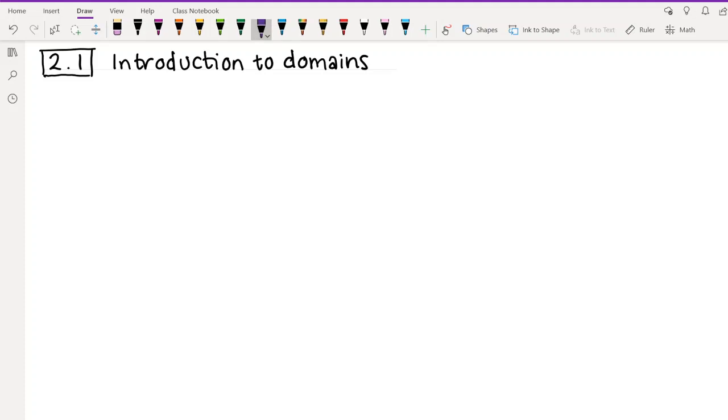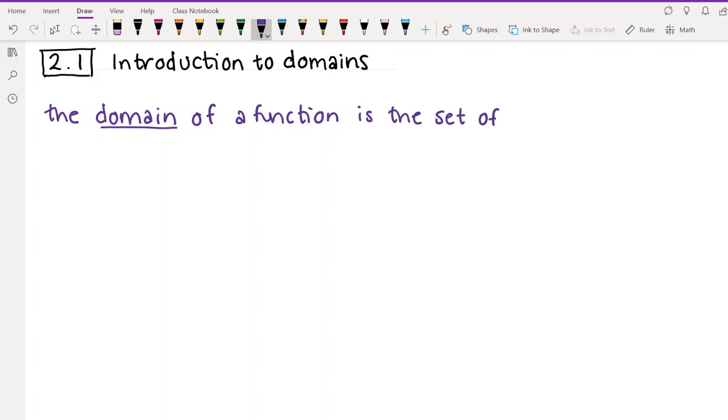Okay, so what is the domain of a function? Well, the domain of a function basically refers to all of the numbers that you are able to plug into that function. So the domain of a function is the set of all possible inputs of the function. So all of the numbers that you are able to plug into that function.